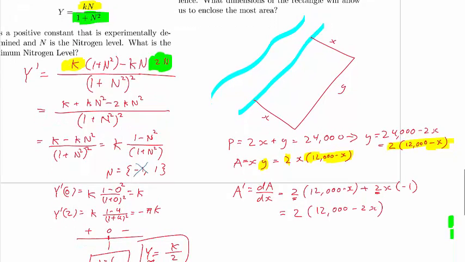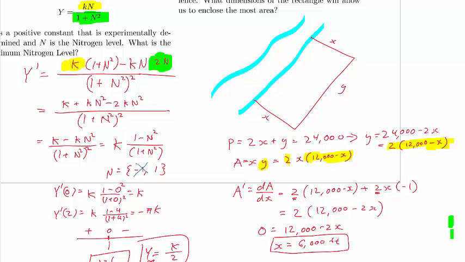Alright, so the next thing we got to do is figure out, okay, when is the derivative 0, right? We want to know what is the critical number, because that's the only time that our function can change from going up to going back down, right? That's the first derivative test. That's the point of maximum area. So we're going to set the derivative of the area equal to 0. And since we're saying equal to 0, I'm going to divide both sides by 2 right off the bat. So we get 12,000 minus 2x, solve for x, and we get 6,000 feet.